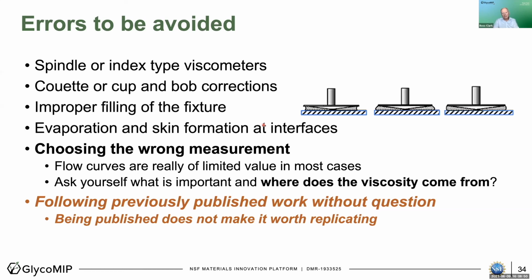I highlighted this next one, which is choosing the wrong measurement. Boy, do I see people run flow curves and they got viscosity, shear rate, and they think they're going to explain everything in the world from that. From some of the earlier examples I gave you, I think you can see why a flow curve is oftentimes not the best measurement to be publishing or trying to characterize a material with. Ask yourself, where does the viscosity come from? Again, Blake touched on that.